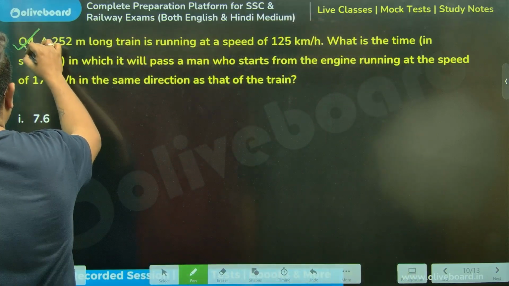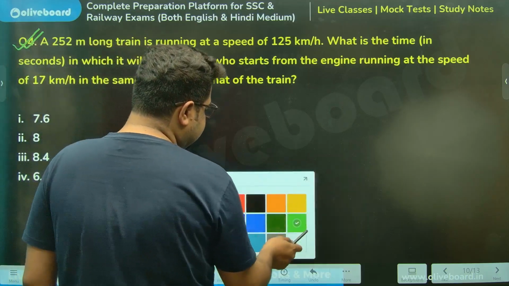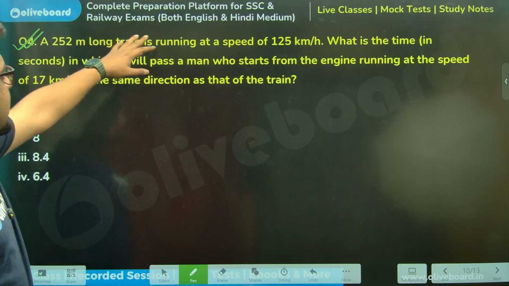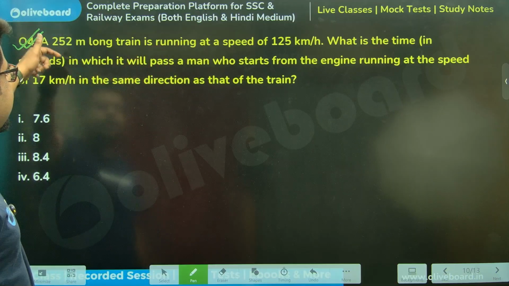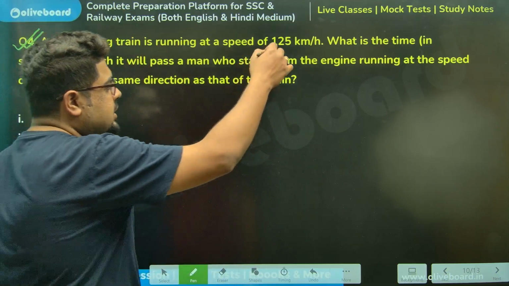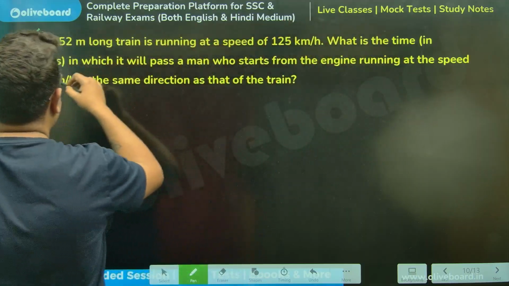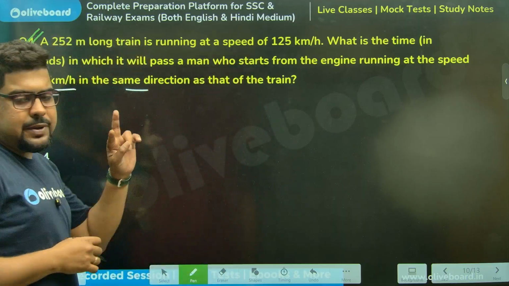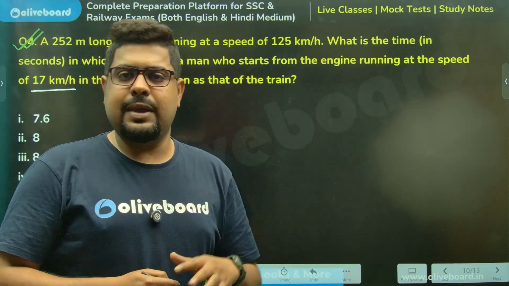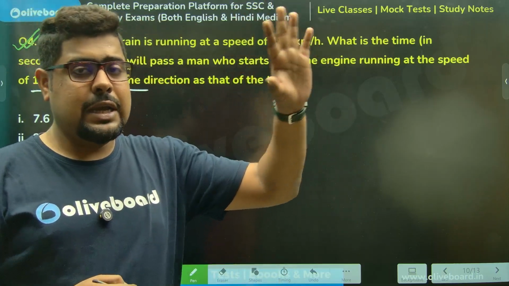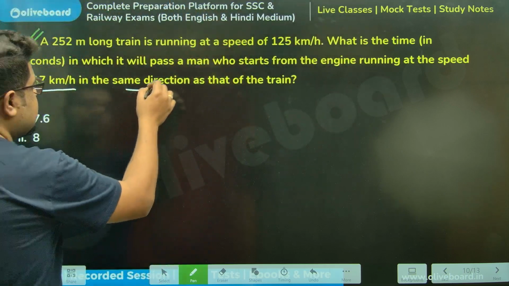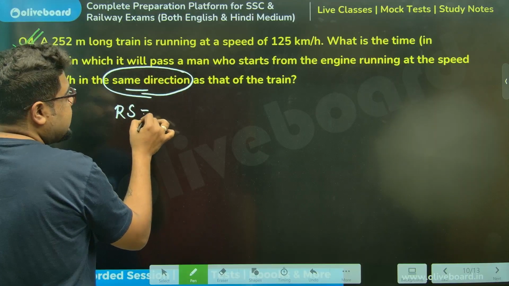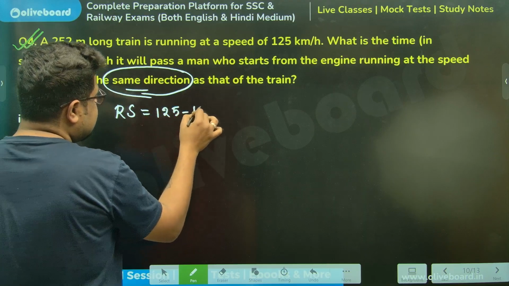Chalo. Now, let's introduce the concept of relative velocity into our questions. Let's read it. A 252-meter long train running at this speed. What is the time in which it will pass a man who starts from the engine running at this speed in the same direction as the train? Sir, both the persons are moving, meaning I cannot use normal speed, I must use relative speed. Same direction, meaning, sir, relative speed will be how much, sir? 125 minus 17, sir.